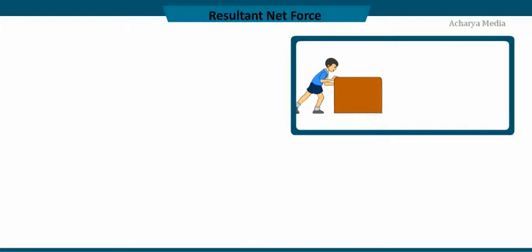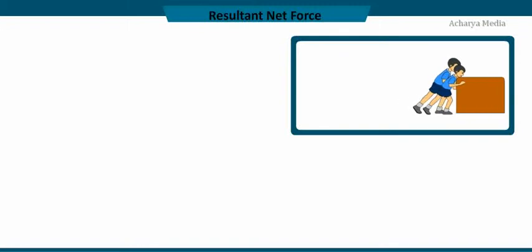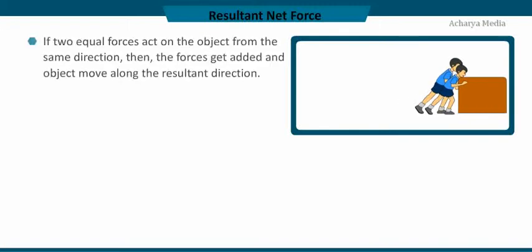Consider a boy trying to move a fully packed box. The box moves with some speed. Now another boy joins him. Guess what happens? Of course, the box will now move with greater speed. Because two forces are acting on the object from the same direction, the forces will get added and the object moves along the resultant direction.